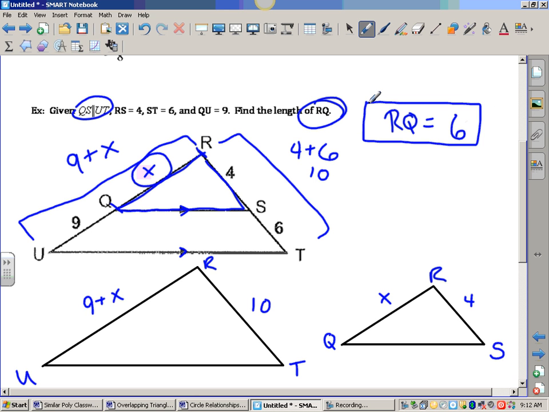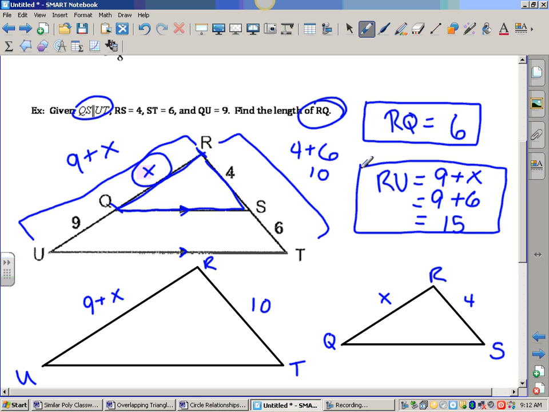But let's go one step further. Not only do we now know RQ, but we can also figure out RU, which was the length of the bigger triangle. What we would do there is take our binomial 9 plus x, substitute the 6 in for x, and you get a length of 15.